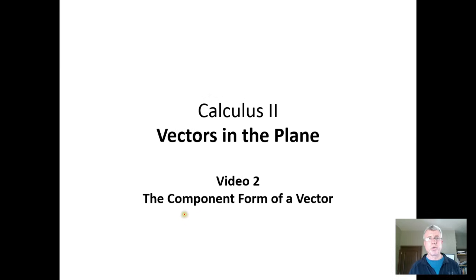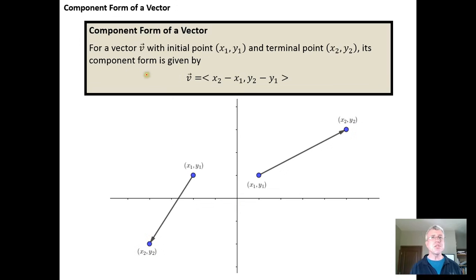So in this video we're going to go over the component form of a vector. So here's the idea for the component form. If we have a vector v and we know its initial point is at x1, y1 and its terminal or ending point is at x2, y2, then we get the component form of that vector by taking x2 minus x1 in the x position of the vector and y2 minus y1 in the y position of the vector.